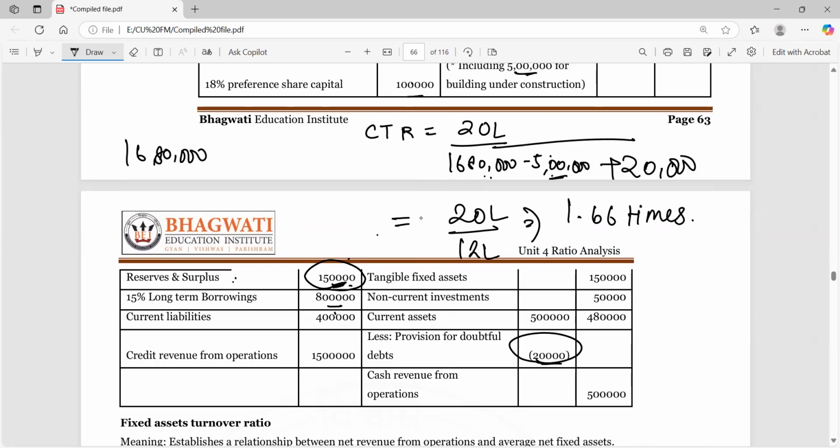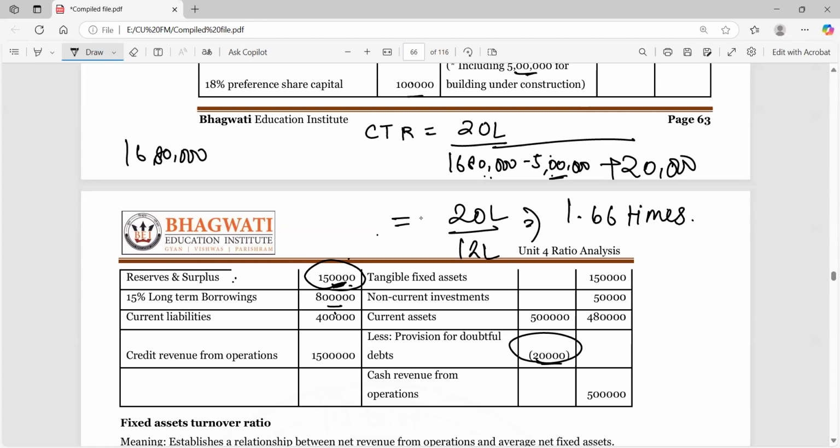Except for liquidity ratios, we will not subtract provision for doubtful debts anywhere. Only while calculating liquidity ratio, provision for doubtful debts will be subtracted. Now listen, is this clear to everyone? Any doubt?